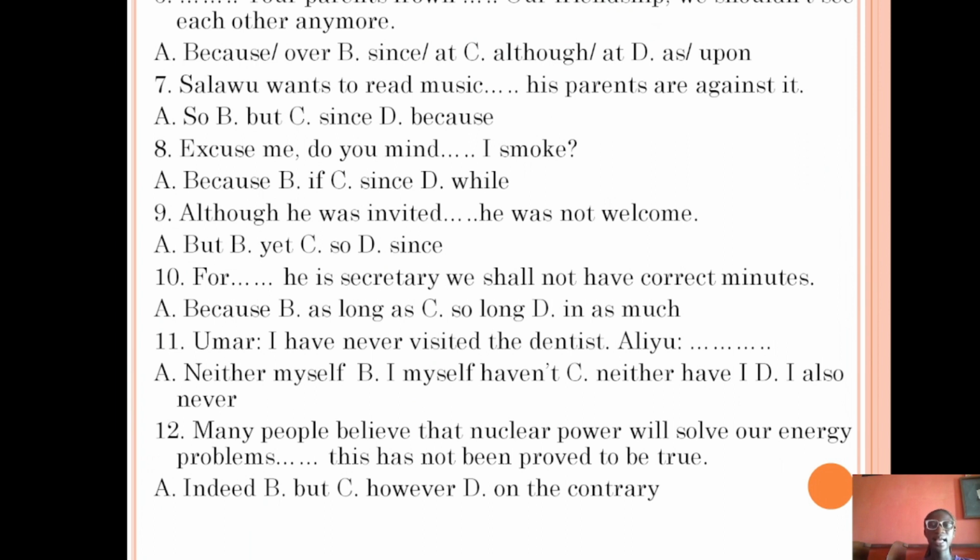Question 8. Excuse me, do you mind dash I smoke? Option A, because. Option B, if. Option C, since. Option D, while. The correct option is option B. Excuse me, do you mind if I smoke?